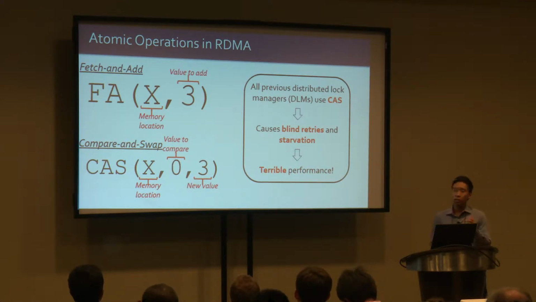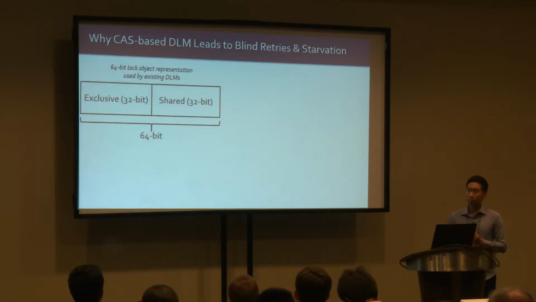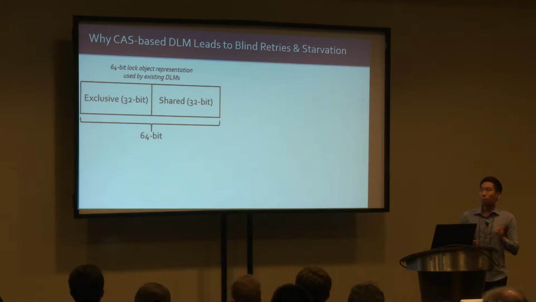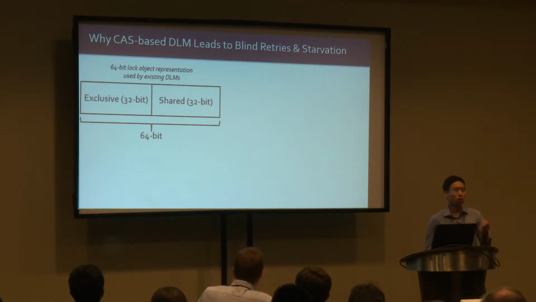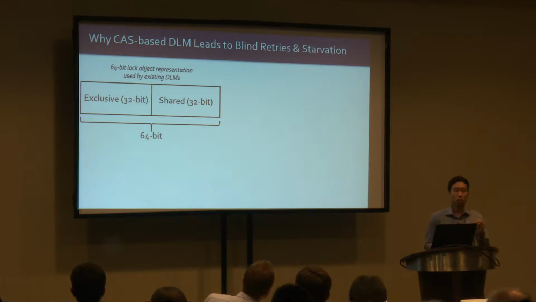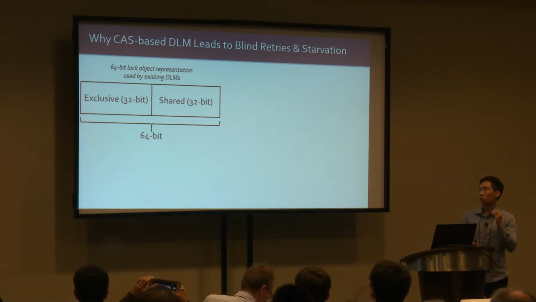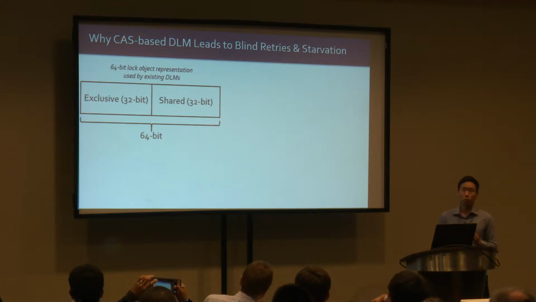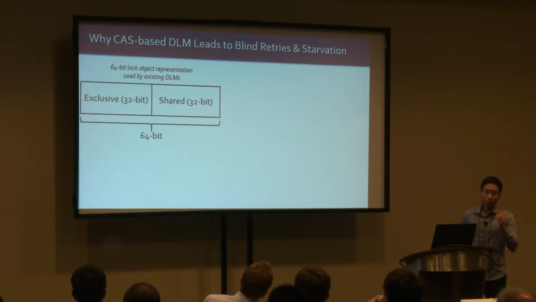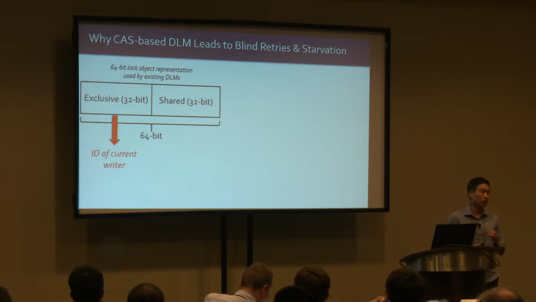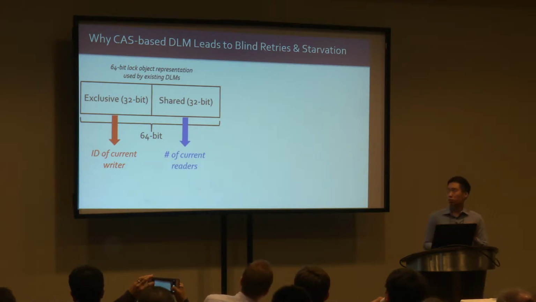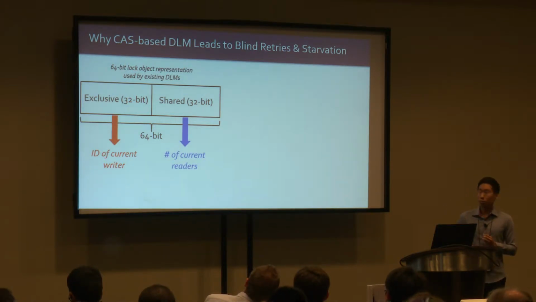So from here, let me explain why compare and swap actually leads to blind retries and starvation. Do you remember how I mentioned that all the atomic operations operate on 64 bits? This is a very common way existing RDMA-based DLMs represent both exclusive and shared locks on the same object. They usually divide these 64 bits into 2 halves. The first half is the exclusive part containing the ID of the current writer, and the second half is the shared part, which has the number of current readers.